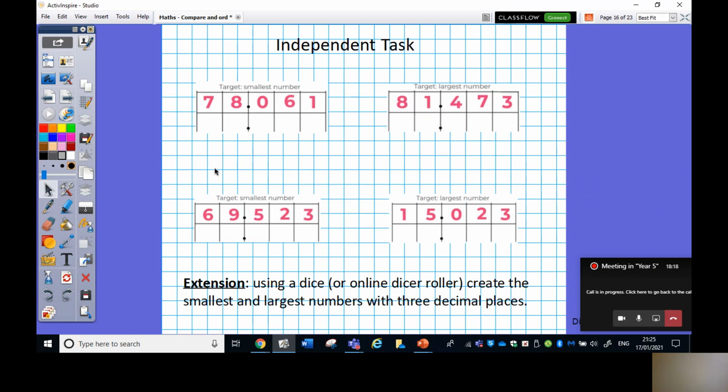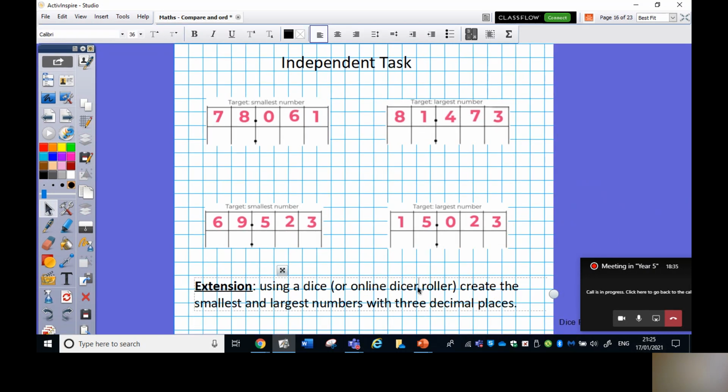Right, your independent task. I'd like you to find the smallest and the largest numbers of these 5-digit numbers. When you finish, you can also do an extension. If you have a dice or an online dice roller, I'd like you to create the smallest and the largest 5-digit numbers with 3 decimal places, and then come back when you've finished. Okay, see you soon. Right, how did you do?